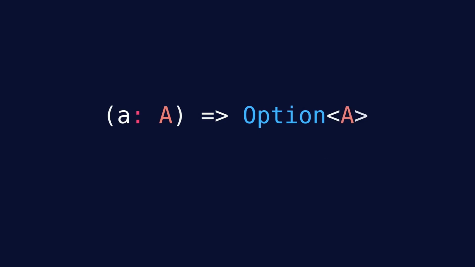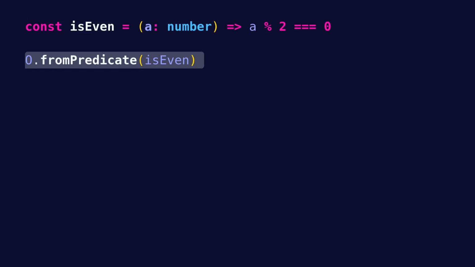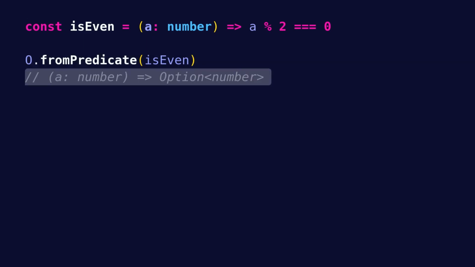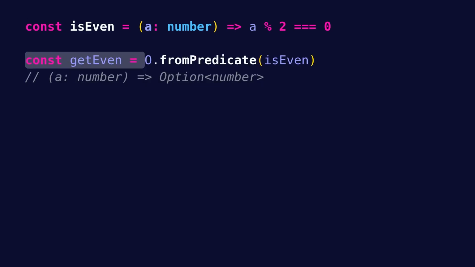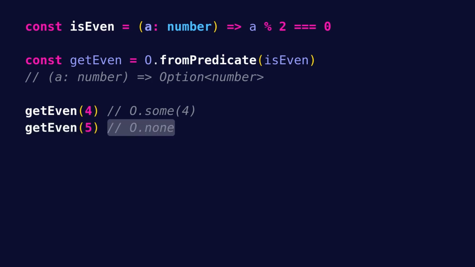Let's see an example. Let's say that we have a predicate isEven that given a number returns true if that number is even. When we call option from predicate with isEven, we get back a function that takes a number and returns an option number. Let's call that getEven. So if we call getEven with a 4, we get back some 4 since 4 is even. On the other hand, if we call getEven with a 5, we get back none since 5 is not even. Let's now see a more complex example of using option from predicate.